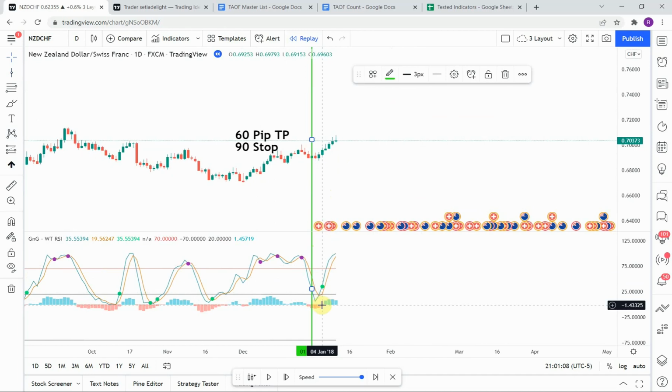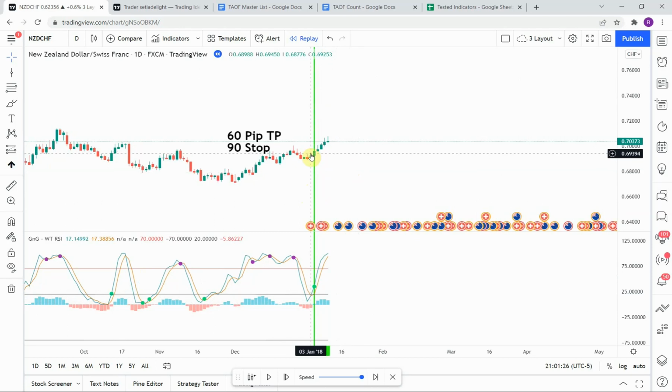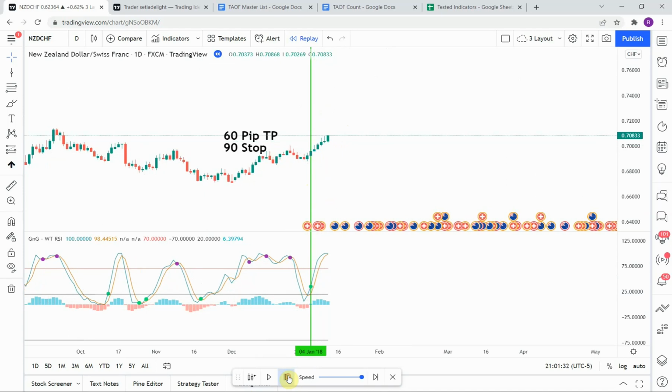And so this is going to be a long right here. We get that dip down below the black line right here. And then we get the green dot that we are looking for, plus the blue histogram bar, all at the same time right here on this candle. And you can see that price action pushes up really nicely there, getting us to our take profit. Let's go ahead and continue on.